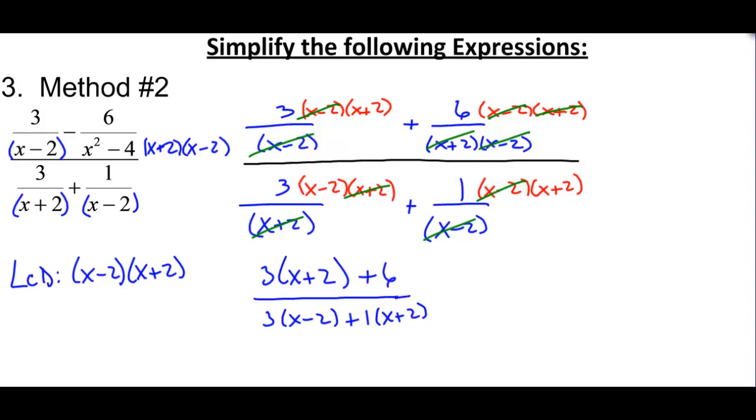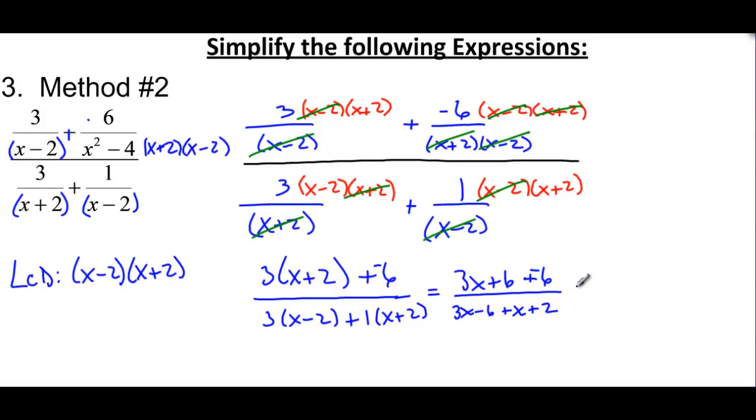So I'm going to do a little bit of distributing here. Okay. So I get a 3x plus 6 plus 6. And in the denominator, I'm sorry, this should have been a negative 6 from the beginning. I said make it plus negative 6, and I forgot the negative 6, so this should actually be plus negative 6. Okay, and in my denominator, I'm left with 3x minus 6 plus x plus 2.